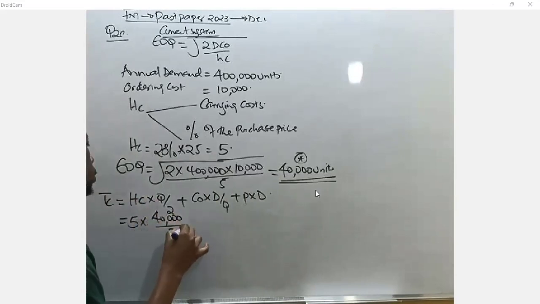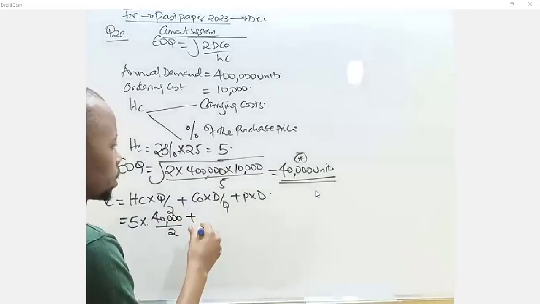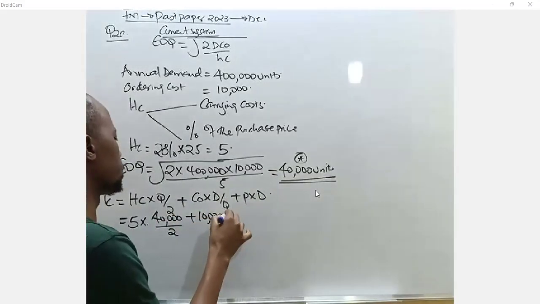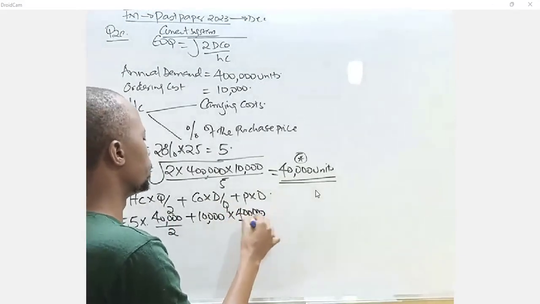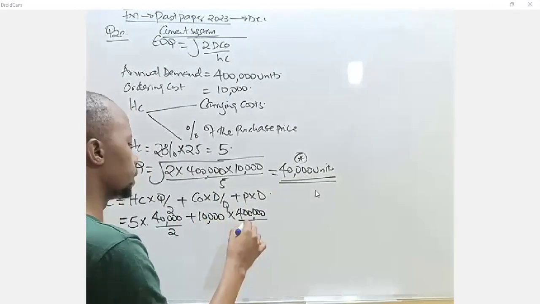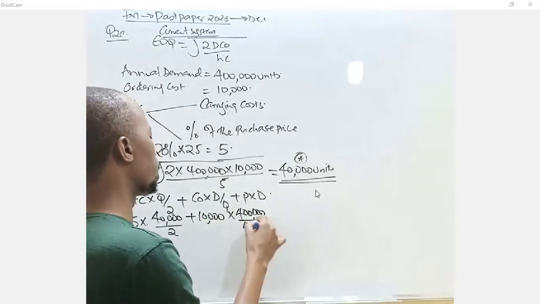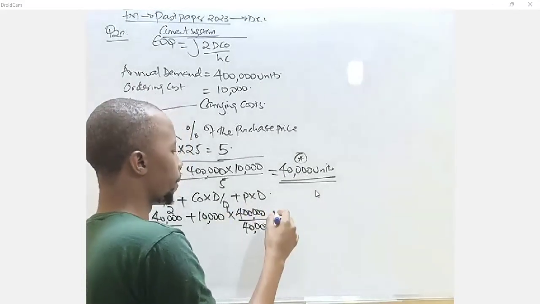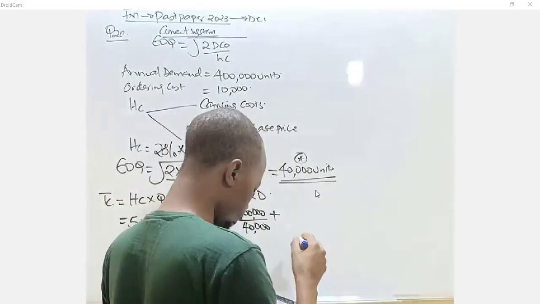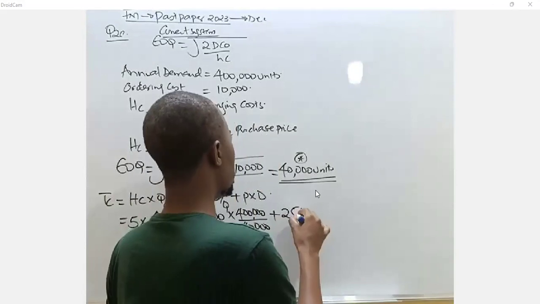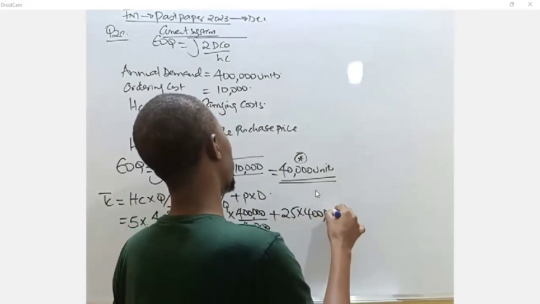You divide it by 2, plus the ordering cost, which in our case is 10,000. We multiply by the annual demand of 400,000 and divide it by our economic order quantity, plus P, the purchase price, which you have already been given as 25, if I'm not wrong, times 400,000, which is our annual demand.